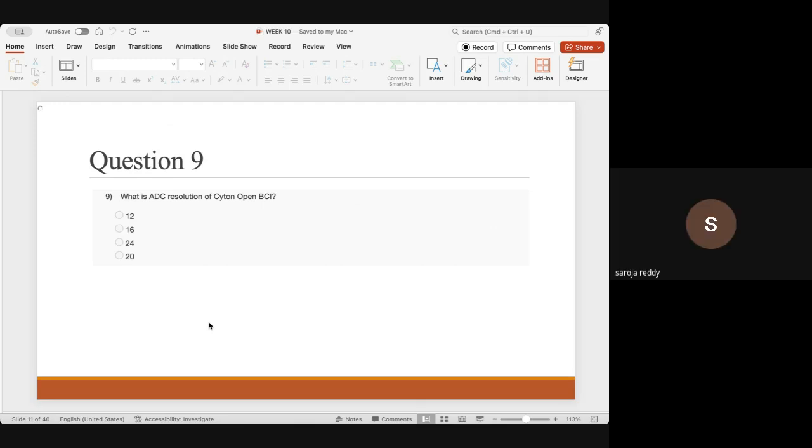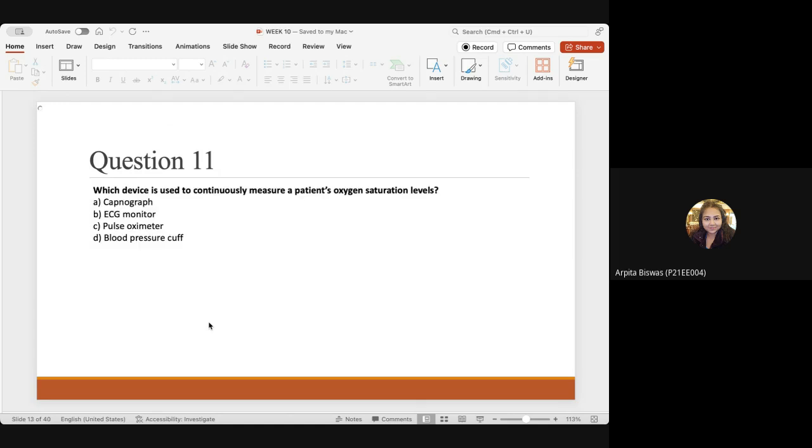Is it 24, ma'am? Yes, 24 is the right option. This is a question number 10. IM stands for intramolecular, intramuscular, ma'am. Yes, intramuscular, good. So this is the question number 11. Which device is used to continuously measure the patient oxygen saturation level? And this is the Pulse oximeter. Yes, option C is the right option.